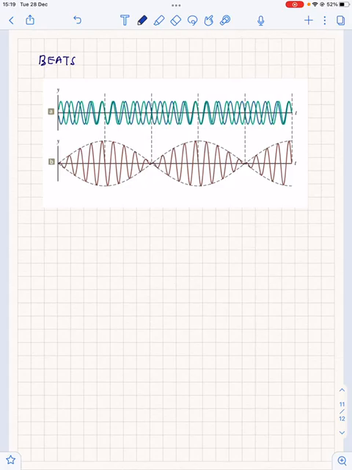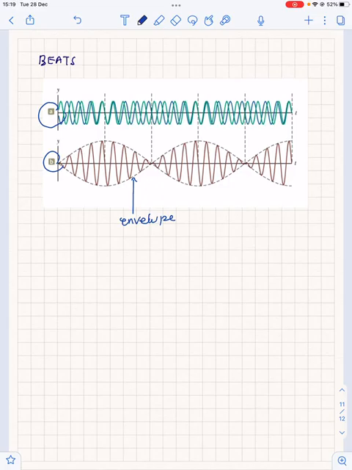Okay, figure A. Figure A is two individual waves. We have the green color and the blue color. And figure B here is the combination of those two waves. Okay, the envelope. Remember the envelope before? So this is the envelope, the dotted line. It represents the beating of the combined sounds.